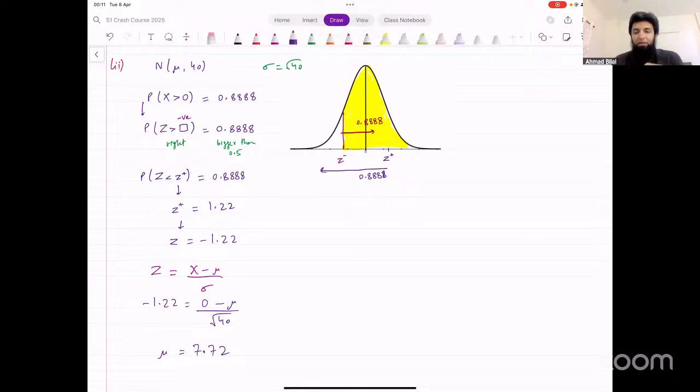Is this all right? Make sense? Any questions, anyone? Any questions on any of these two parts?